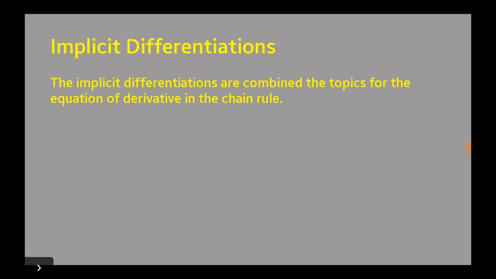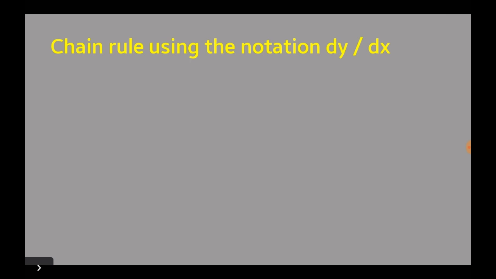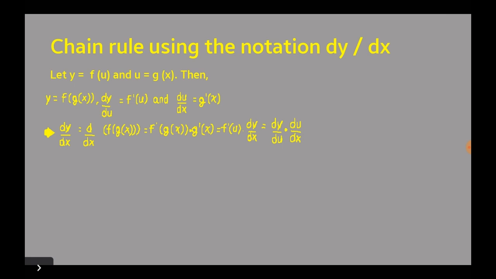Implicit differentiation combines the topics of the derivative of an equation and the chain rule. In the chain rule, using the notation dy over dx, let y equal f of u and u equal g of x, then y equals f of g of x.